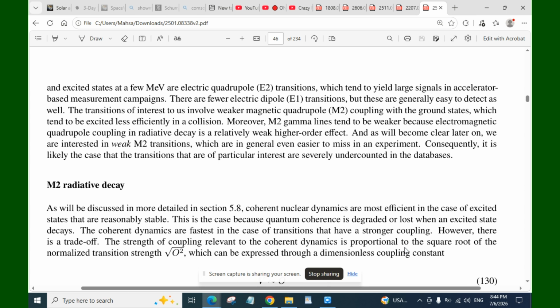The transitions of interest to us involve weaker magnetic quadrupole M2 coupling with the ground states, which tend to be excited less efficiently in collisions. Moreover, M2 gamma lines tend to be weaker because magnetic quadrupole coupling in radiative decay is a relatively weak higher-order effect, and as will become clear later on, we are interested in weak M2 transitions, which are in general even easier to miss in an experiment. Consequently, it is likely the case that the transitions that are of particular interest are severely undercounted in the database.